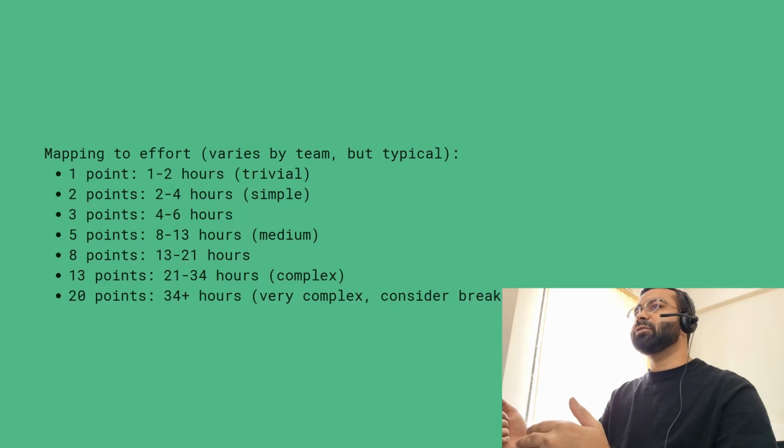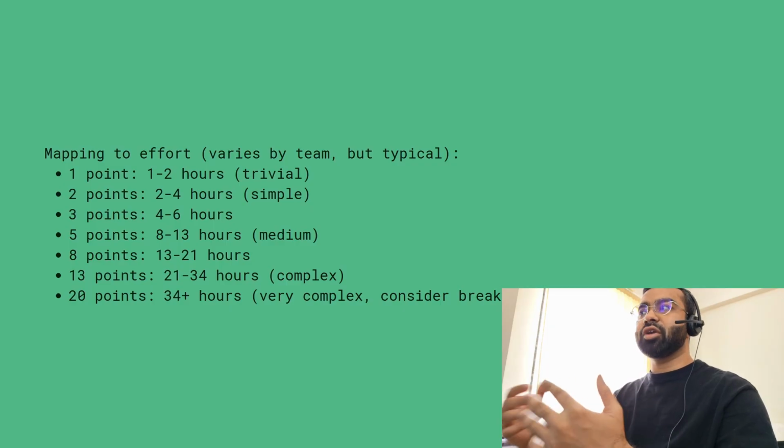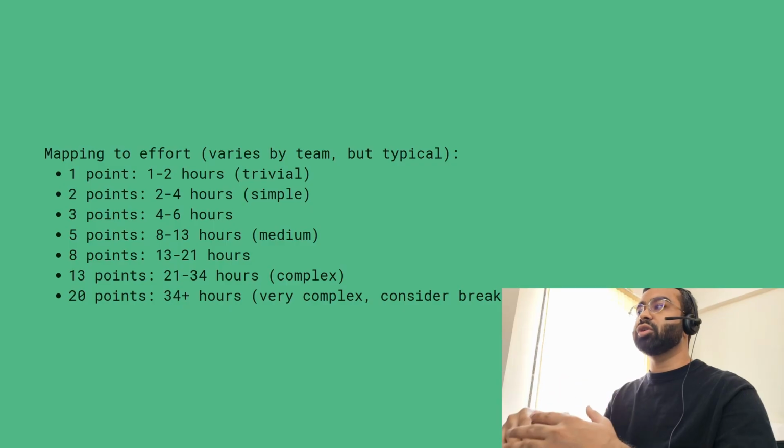Mapping to effort varies by team, but typically 1 point is 1 to 2 hours, trivial; 2 points is 2 to 4 hours, simple. Something like 13 points would be an extremely complex task, and 20 points is very complex, and it should be taken into consideration that it needs to be broken down further.